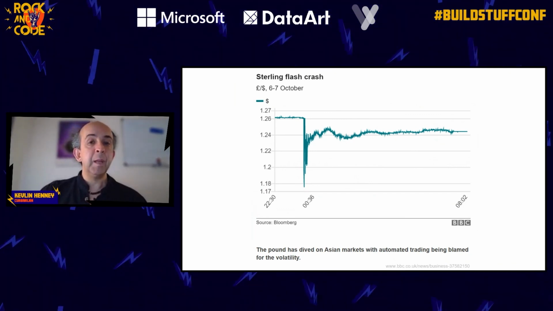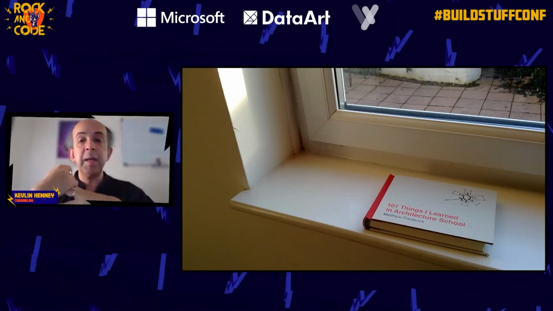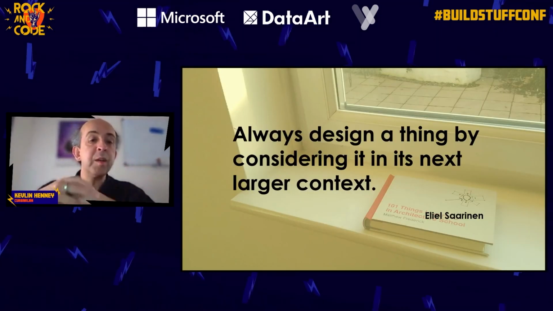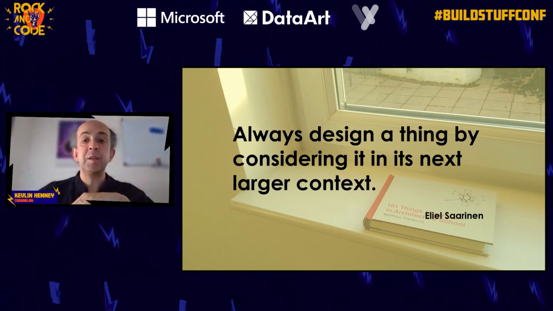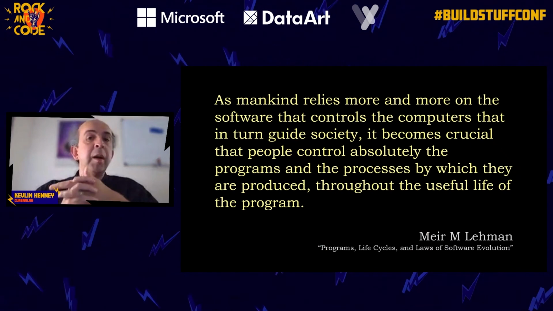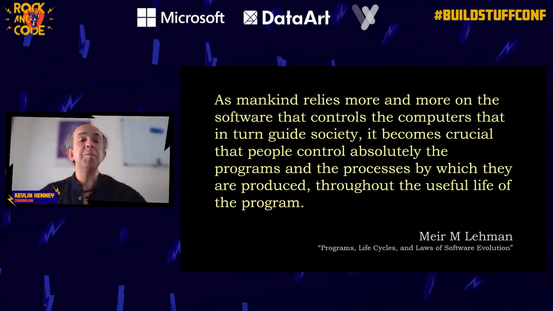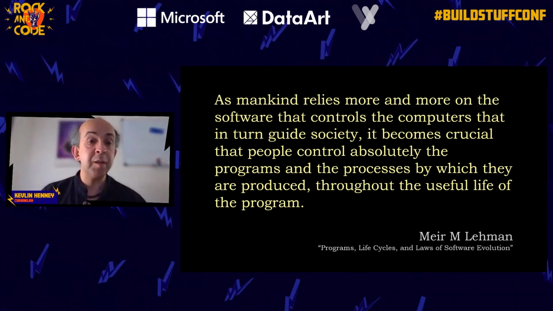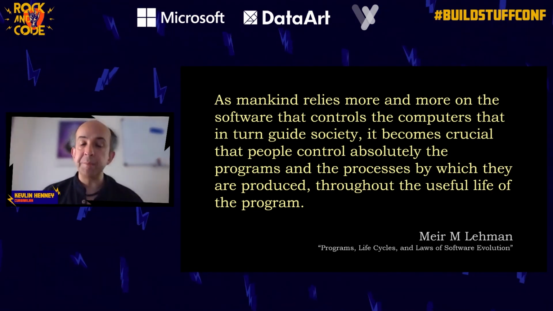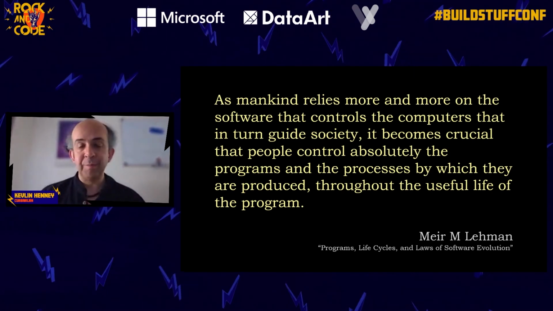So let's close by considering this idea from the Finnish architect Eliel Saarinen: always design a thing by considering it in its next larger context. And I'll leave the final word to Meir Lehman. This is 40 years ago. This is very predictive. This is what we need to appreciate now. "As mankind relies more and more on the software that controls the computers that in turn guide society, it becomes crucial that people control absolutely the programs and the processes by which they are produced throughout the useful life of the program." Thank you very much.